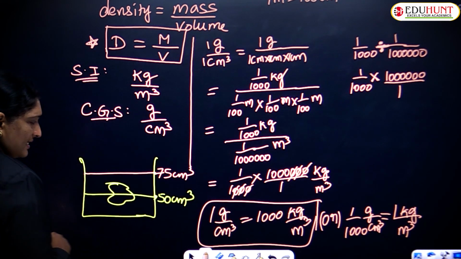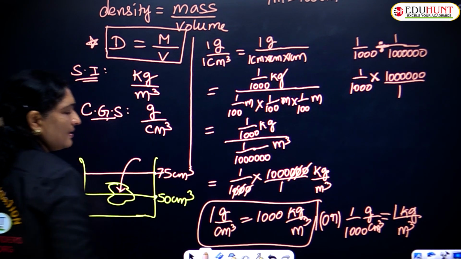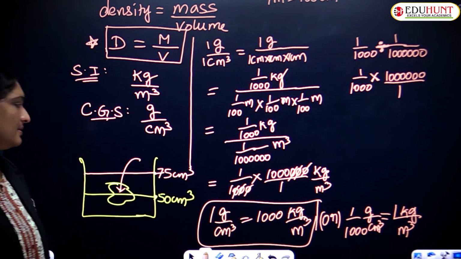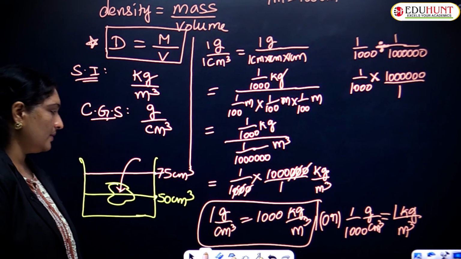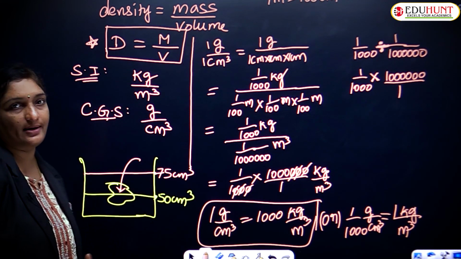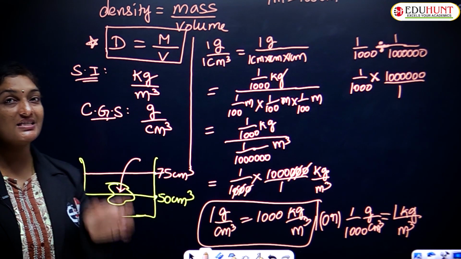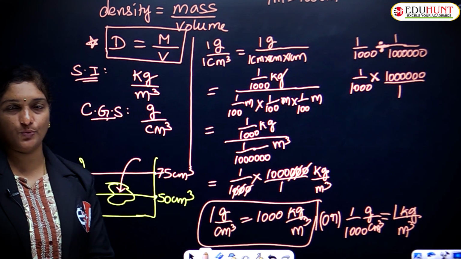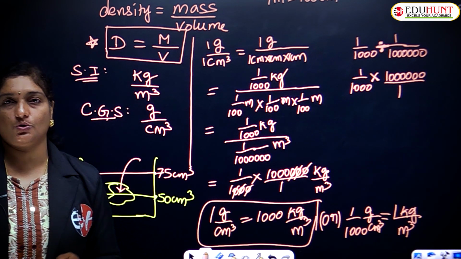Initially it was 50 centimeter cube. Once the stone is being placed, its reading was changed to 75 centimeter cube. What is the change in volume? This was initial volume, this is final volume. What is the difference in volume? 75 minus 50, that is 25 centimeter cube. So this difference in volume gives the volume of the stone.